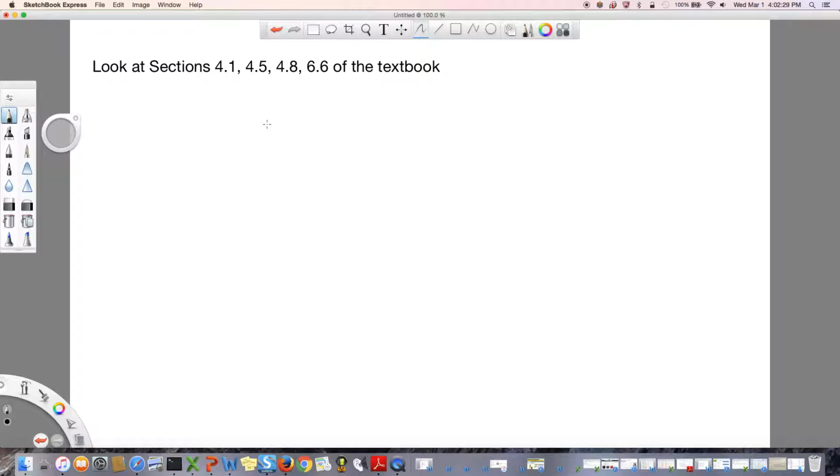As you get ready for class on Friday, I'd like you to take a look at sections 4.1, 4.5, 4.8, and 6.6 of your book. 4.1, 5, and 8 have to deal with basic differentiation things you've seen before. 6.6 deals with something called the gradient and the directional derivative, which you've probably seen also. After taking a glance at those and looking through, I'd like you to think about the following things.